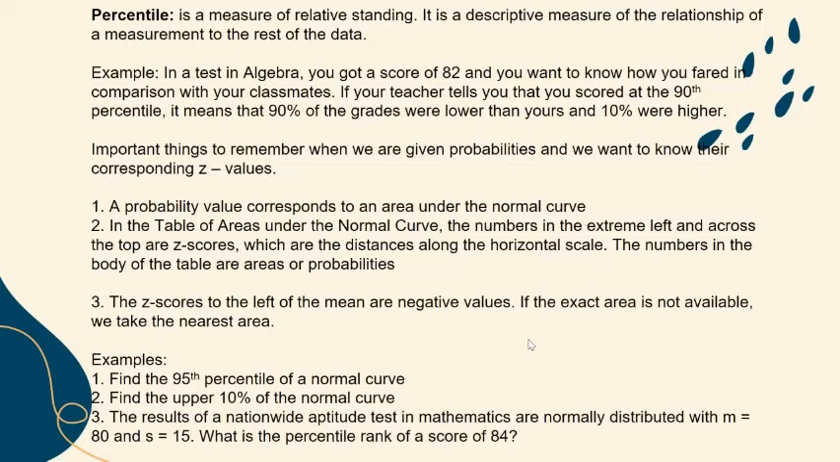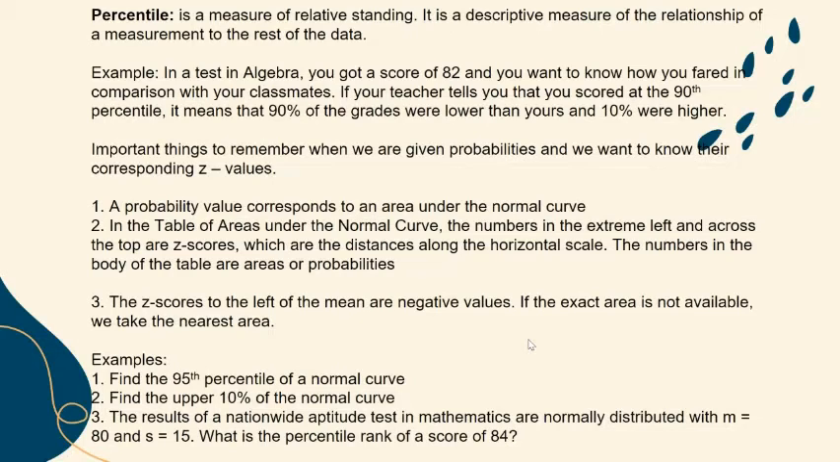Percentile is a measure of relative standing. It is a descriptive measure of the relationship of a measurement to the rest of the data. Example, in a test in algebra, you got a score of 82 and you want to know how you fared in comparison with your classmates. If your teacher tells you that you scored at the 90th percentile, it means that 90% of the grades were lower than yours and 10% were higher.